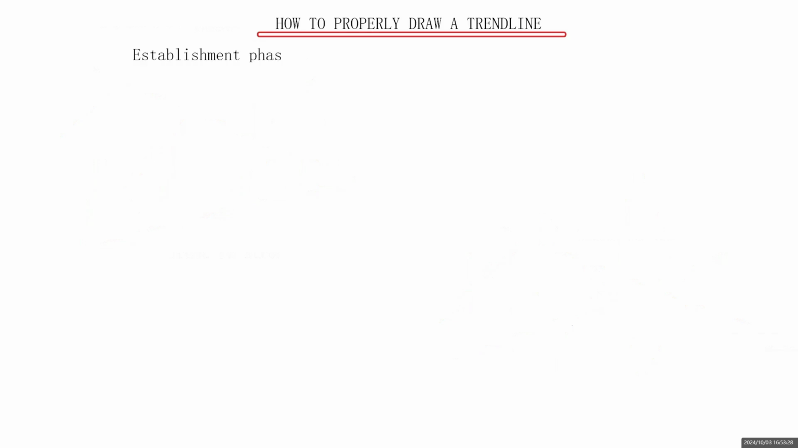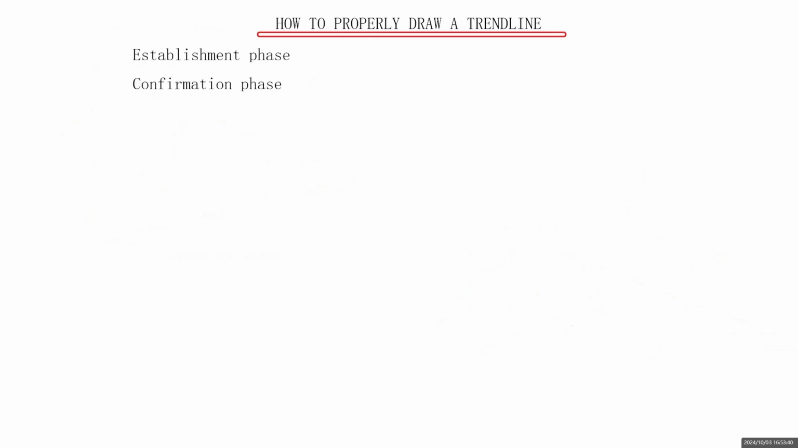So let's go ahead and write that out. How to properly draw a trend line. It's important to note that in drawing a trend line, there are two phases. The first phase is what we call the establishment phase. Then the next phase is what we call the confirmation phase. So these are the two phases of drawing a trend line.